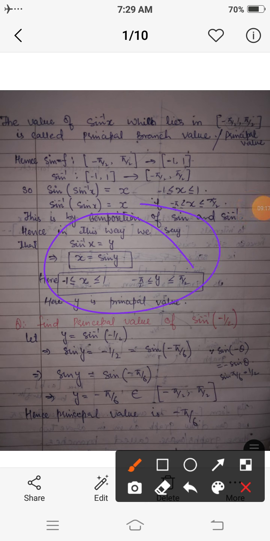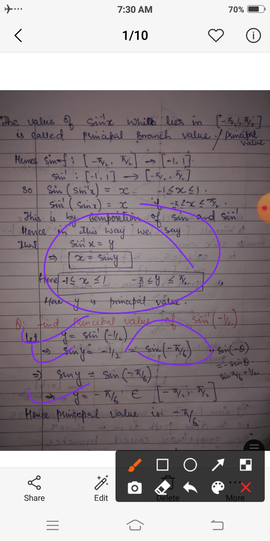Now, what is the principal value of sine inverse of minus 1 by 2? If we put y equals sine inverse of minus 1 by 2, which implies that sine y is minus 1 by 2. You know that sine of minus pi by 6 is minus 1 by 2. Which implies that sine y is sine of minus pi by 6, or we can simply say that y equals minus pi by 6, which belongs to minus pi by 2 to pi by 2.